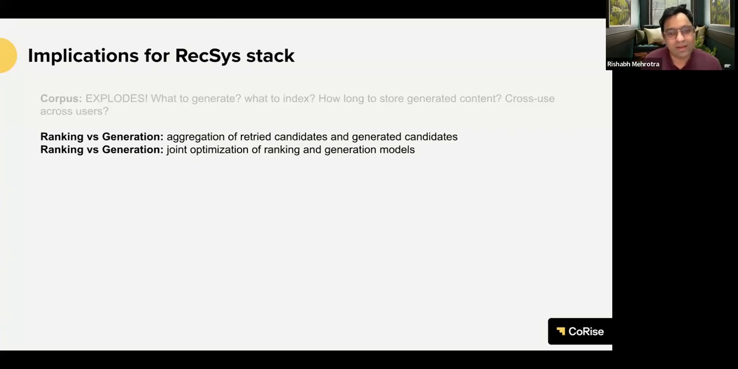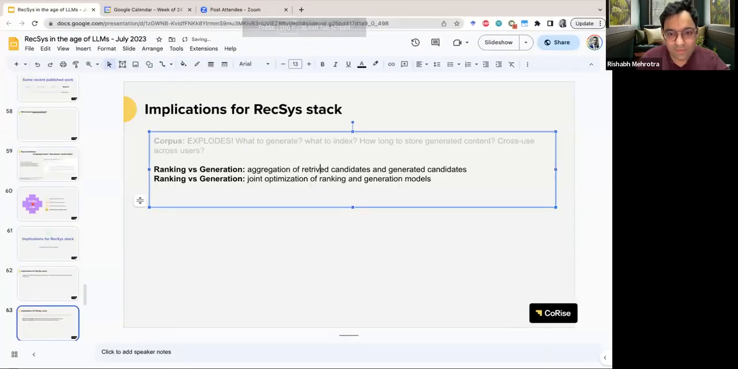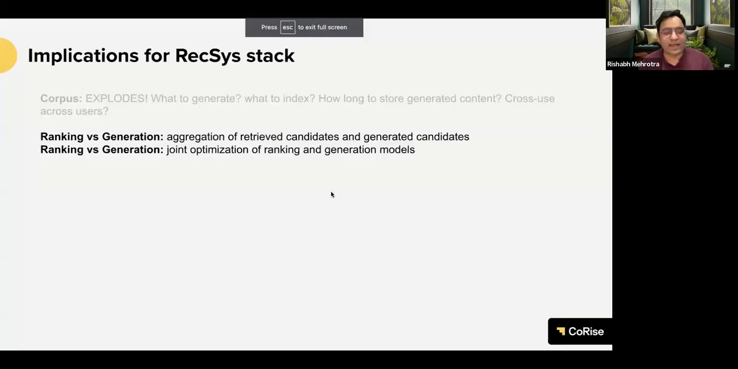At least in the RecSys scenario, it's going to be an aggregation of, not retyped, sorry, retrieved. Yeah. So I think it's a combination of looking at the aggregation of retrieved and generated candidates, and also eventually, when we get comfortable, starting to do joint optimization of these ranking and generation models.